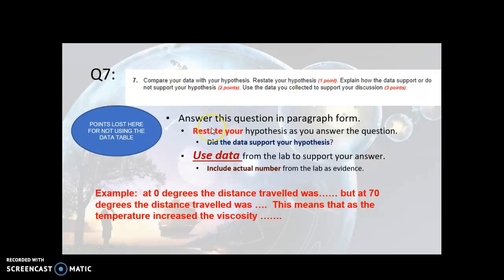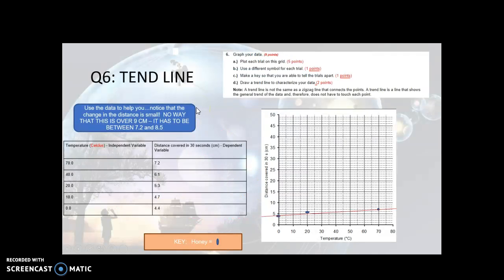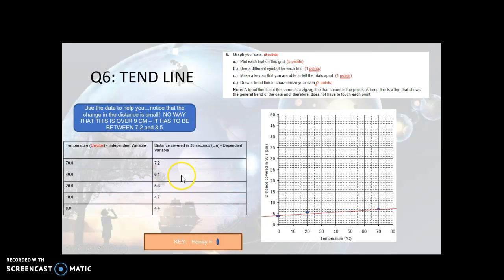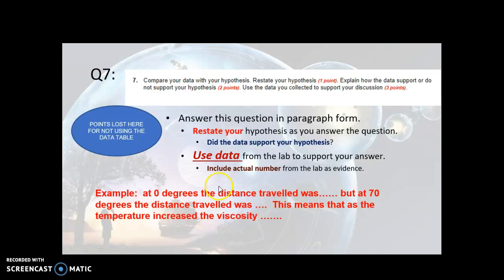Here's an example. So if my hypothesis was that as temperature increases, the viscosity increases, I could then say, after graphing it, because I can see that that happens, I can physically see it, my data did support the hypothesis after restating it, and then I need to use some examples. At 0 degrees, the distance traveled was, and then I go back to my data chart, 4.4 centimeters. But at 70 degrees, the distance traveled was 7.2 centimeters. This means that as the temperature increased, the viscosity increased also.